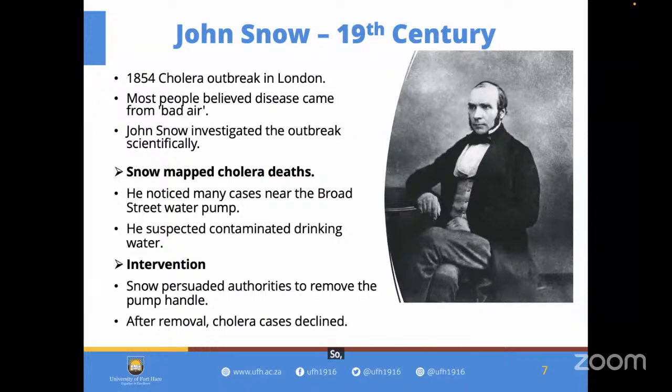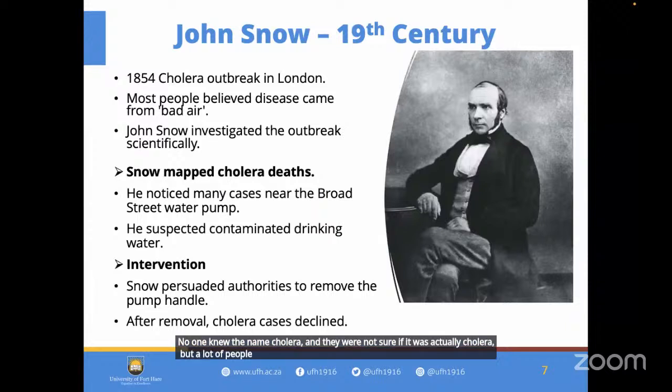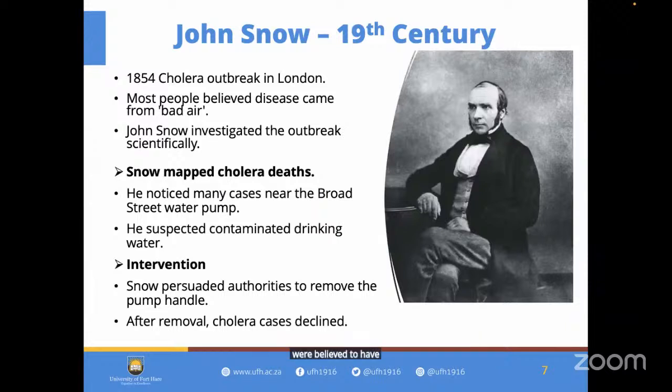So I will tell you a brief story about John Snow. In 1854, there was a cholera outbreak in London, in Broad Street to be precise. Although at that time, no one knew the name cholera, and they were not sure if it was actually cholera, a lot of people believed the disease came from bad air. That was the assumption. And a lot of people were falling sick, they were dying.